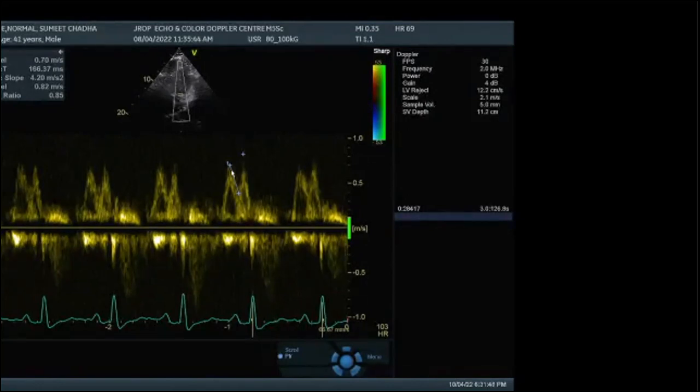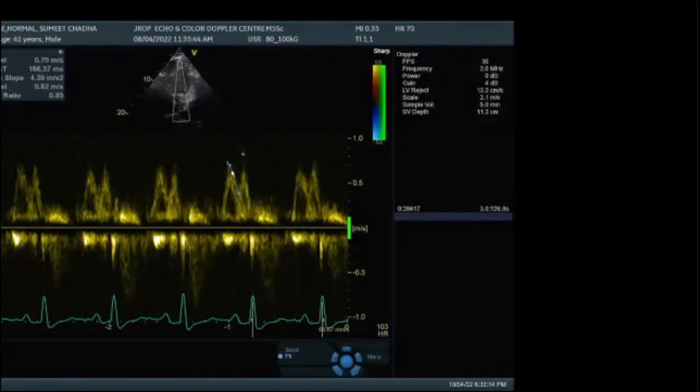What is the velocity across a mitral valve? Normal velocity is 1.3 meters per second for the E wave. If the velocity is more than 1.3, it means my valve is stenotic. The E and E prime of the tissue Doppler tell you about our diastolic function. If the E to E prime ratio is more than 10, my LA pressures are a little elevated. That's what it tells.